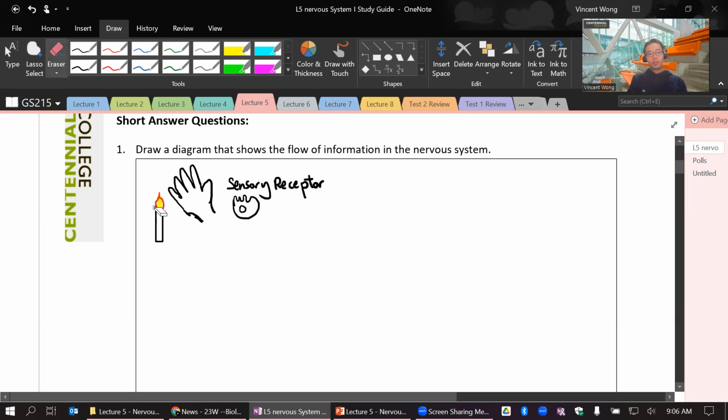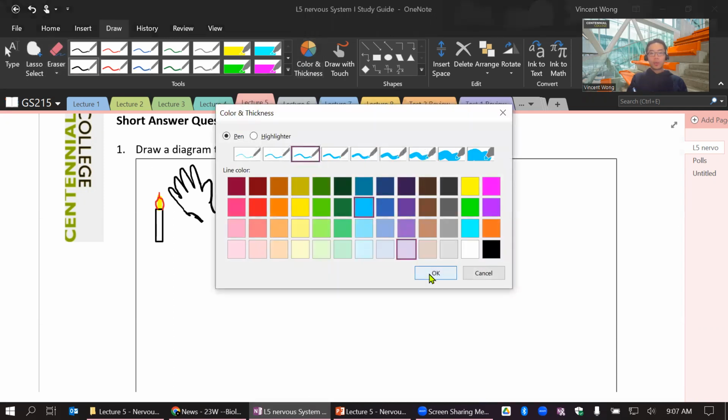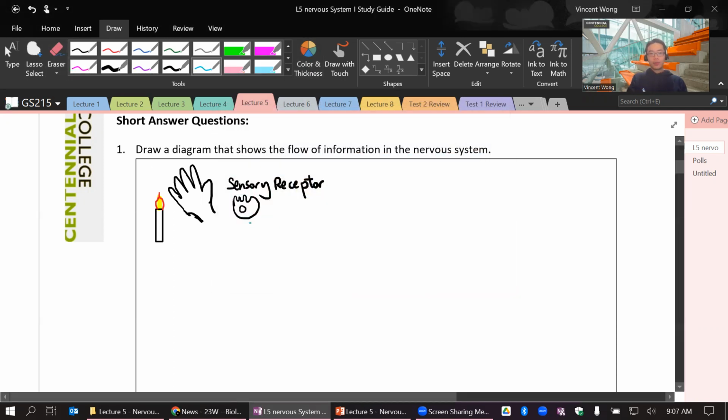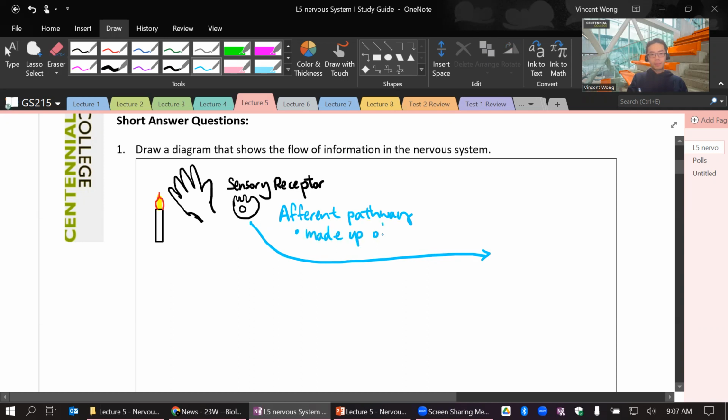So the sensory receptor will detect the heat from the flame, and then we are going to send that information through a sensory pathway to our central nervous system. This blue path represents the sensory pathway. We call it the afferent pathway. It is made up of sensory neurons.